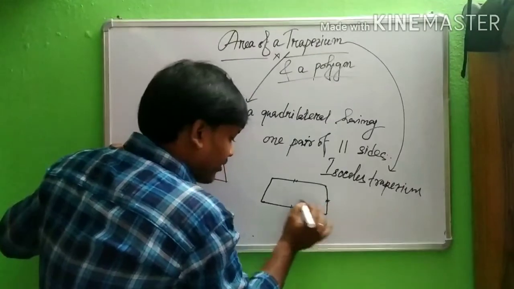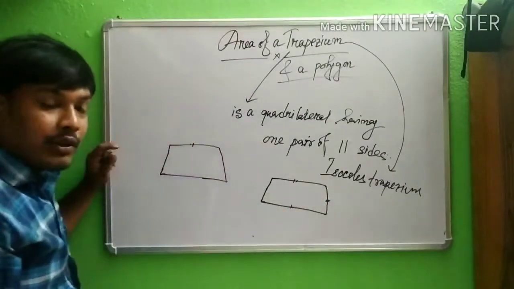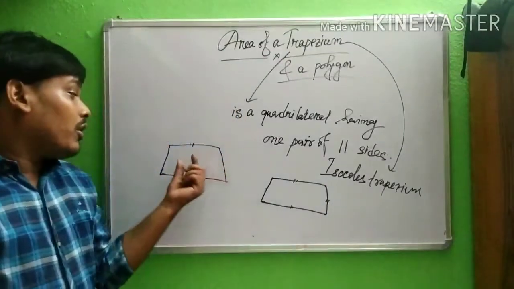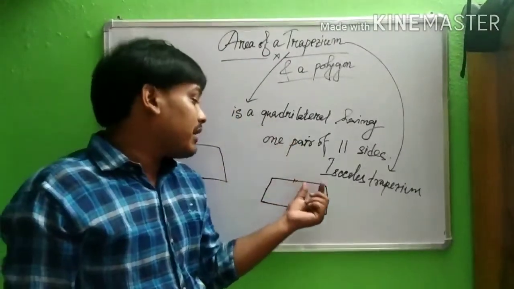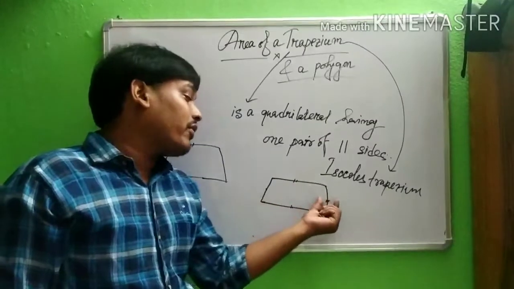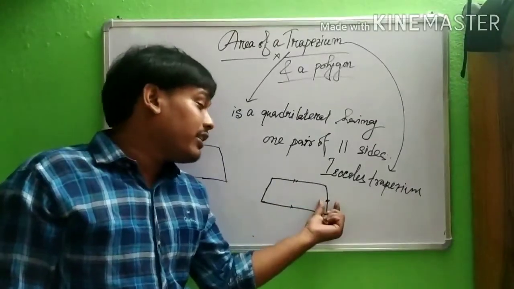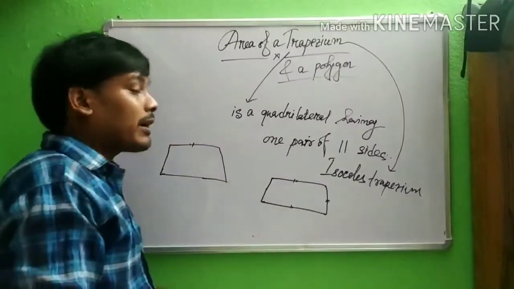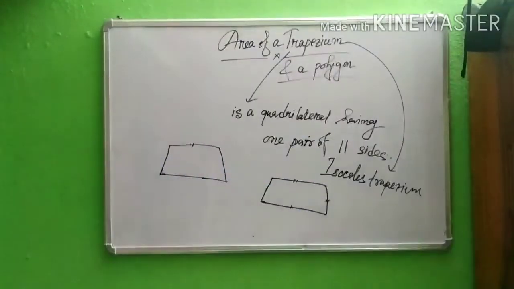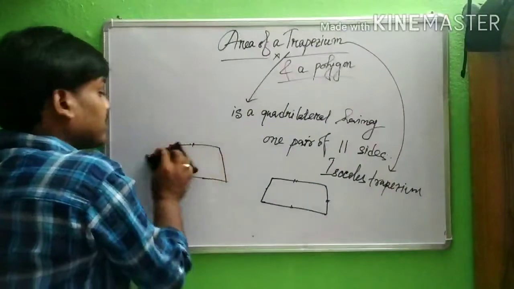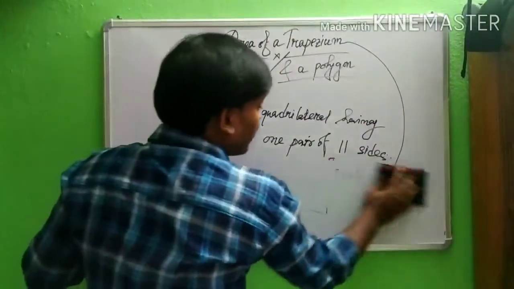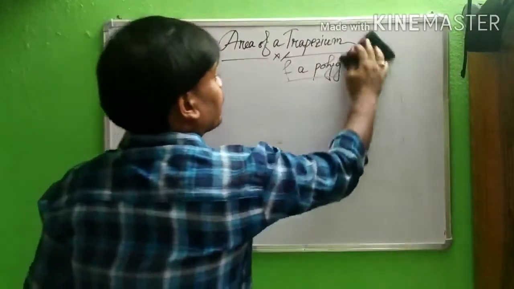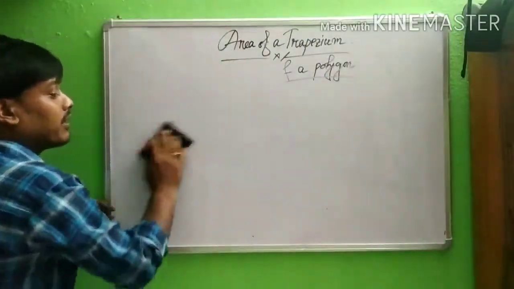So the length of this one and the length of this one are equal. So what is isosceles trapezium? If the non-parallel sides of a trapezium are equal, then it is called isosceles trapezium. Okay. Next I will discuss some previous formulas. After that we will enter the main topic. So recall.